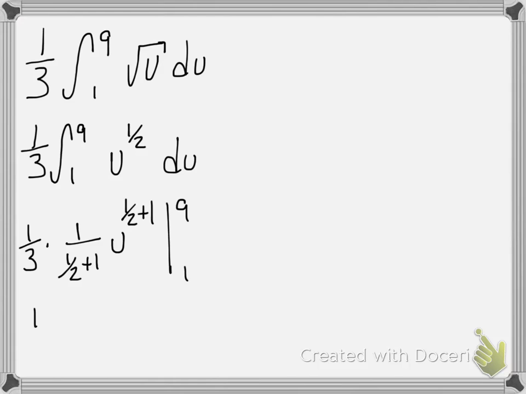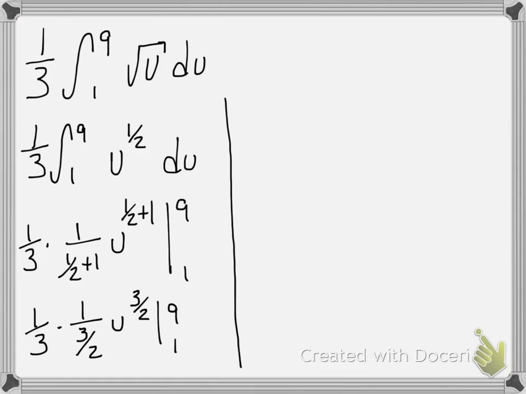So you can go ahead and clean that up a little bit, times 1 over, and so 1/2 plus 1 is going to give you 3/2, u to the 3/2 from 1 to 9. And so we're going to have 1/3. Let's see, go ahead and separate this a little bit so we don't get confused with it.